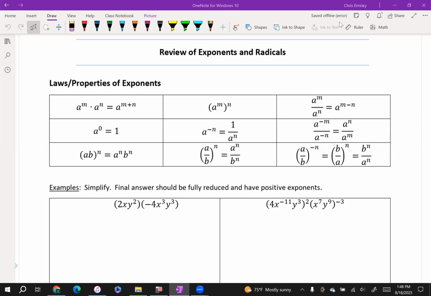In this video, we are going to review the properties of exponents and radicals. And this review should help you be ready for your college algebra course. As you're watching the video, please feel free to pause, try problems on your own.